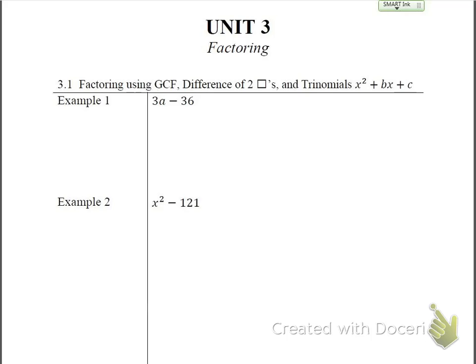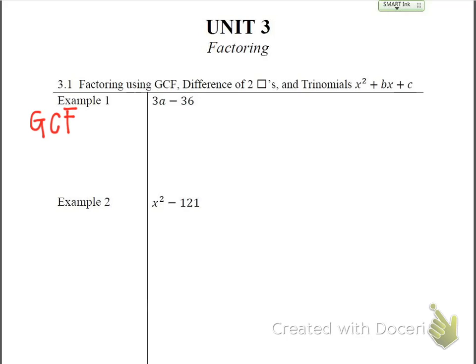So let's look at example 1. Example 1, 3a minus 36. What do you guys notice about example 1, 3a minus 36? There's no equal sign because we're just factoring, you're not solving. Do those two terms have anything in common? They both have 3's, right? That is the GCF. So you're going to factor using the GCF method. So the GCF here is 3.